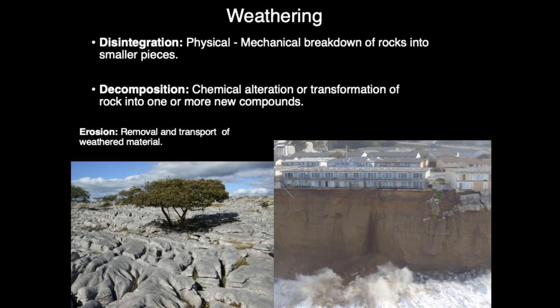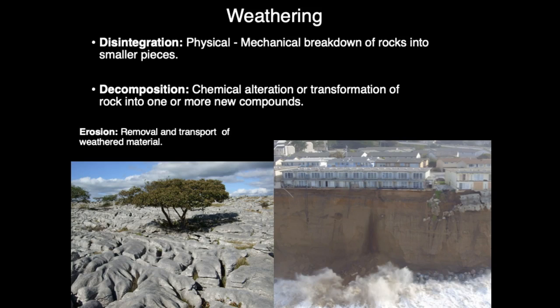Many times, weathering and erosion are terms that are interchanged, but they should not be, because they're different things. Erosion is the removal and the transport of already weathered material. Weathering is just a breakdown or alteration of the rocks.